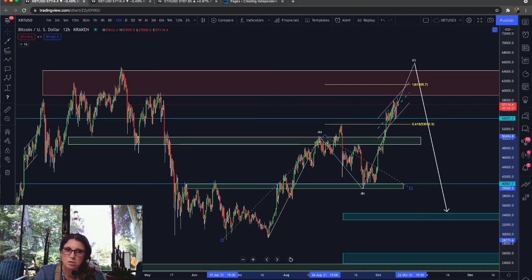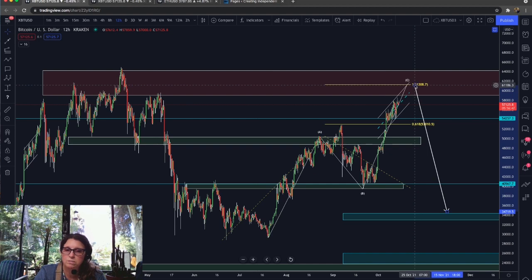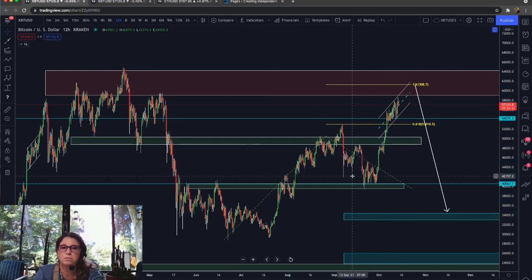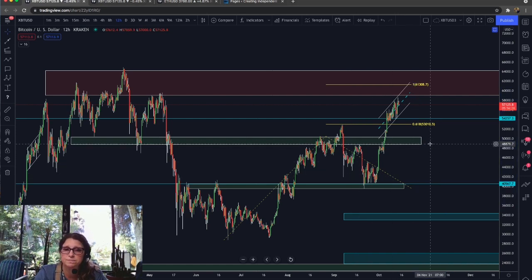So we're talking the 1-to-1 is sitting at 61,308. So we could get another push to the high here, and it still can be an ABC. Okay? Keep that in mind, guys. That could definitely be a count, and it is one that I am watching very closely.